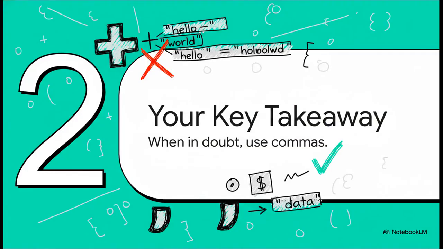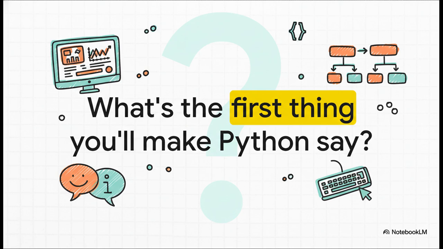So if you only remember one thing from all of this today, let it be this. When you're printing multiple things in Python and you're in any doubt at all, just use commas. It's the versatile, safe, and usually the easiest way to get the job done right. And that's it. You now have the power to make your programs talk back to you, to show you results, to say hello, to help you figure out what's going wrong. So the only question left is, what's the very first thing you're going to make your code say?